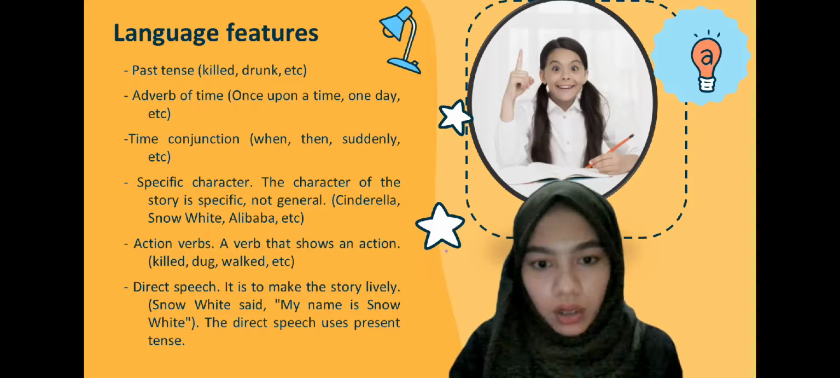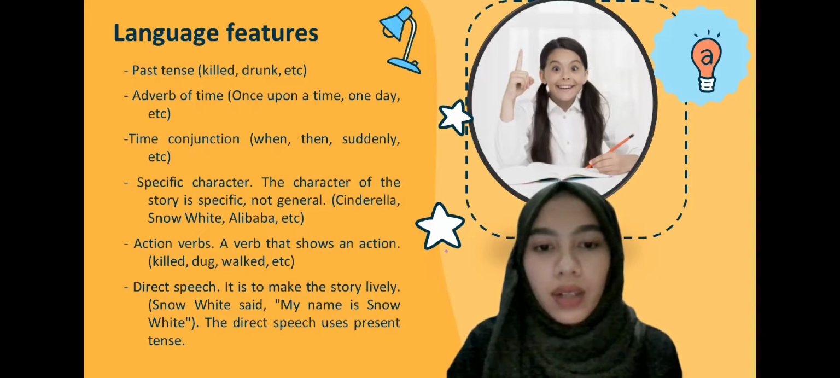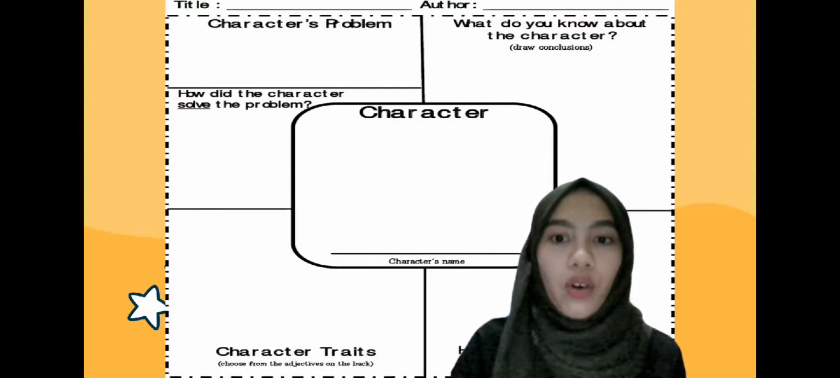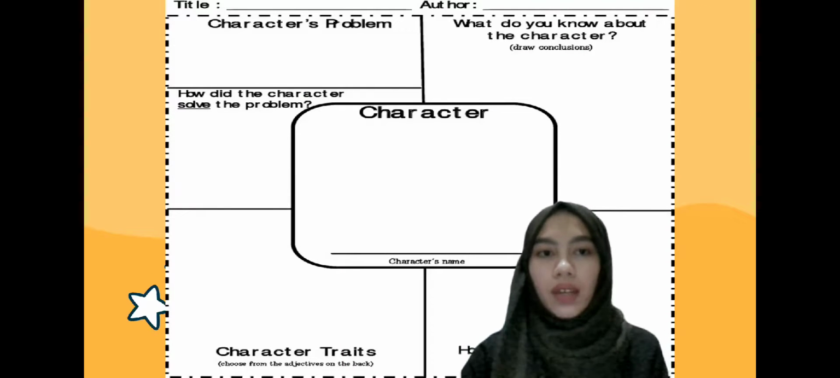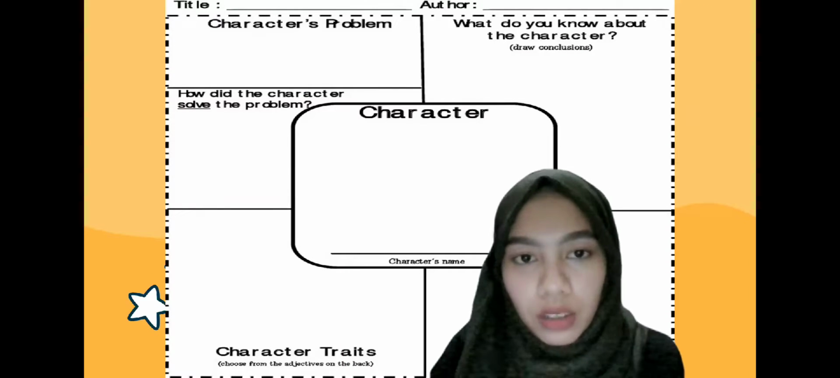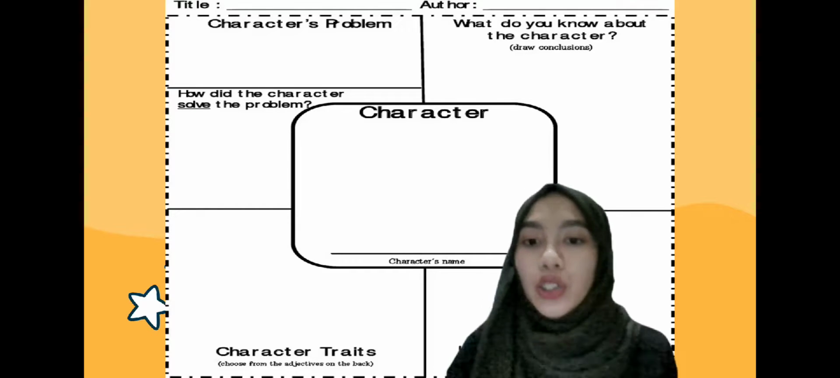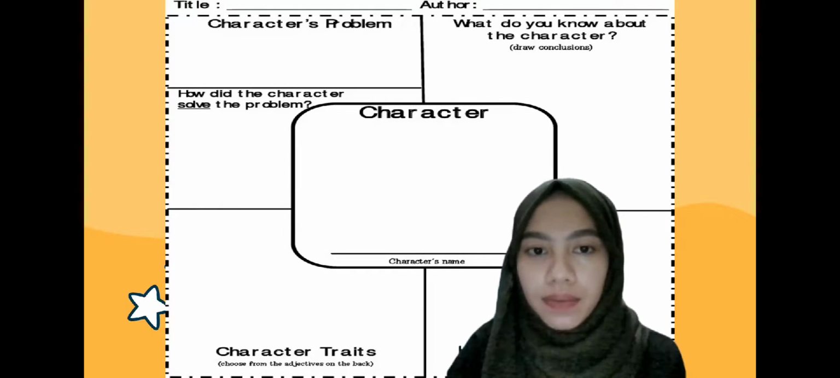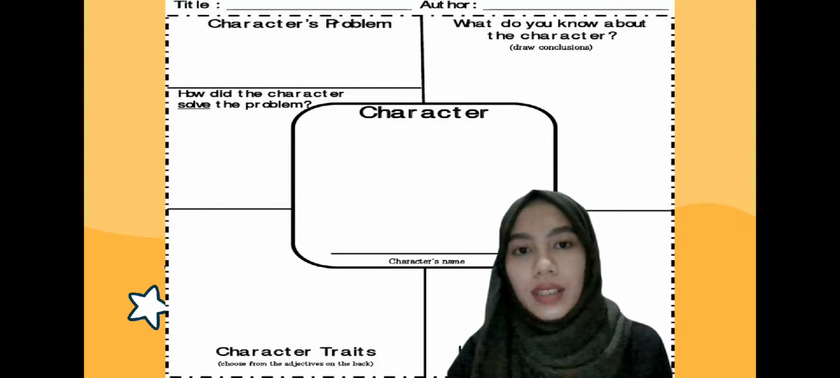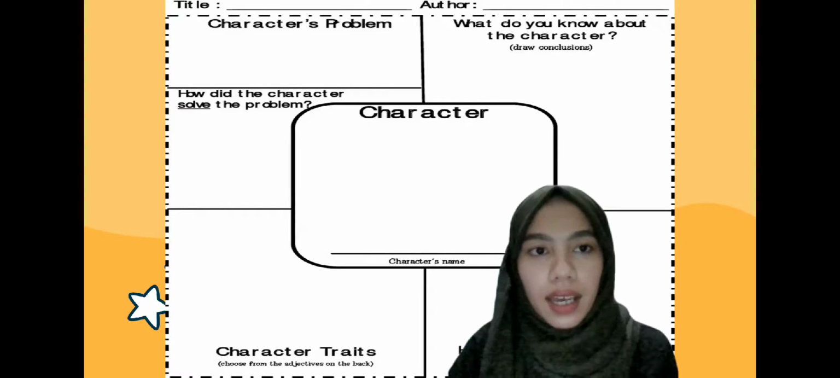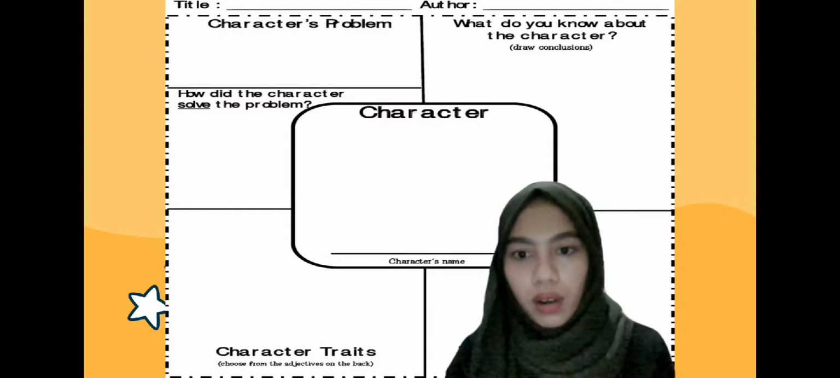So I think that's all for the material. We will move to the activities. So I will give you the link for this map. You should find a short story and then you will do this on this map. So you will read the character and then you will write the character, problem, and so on.